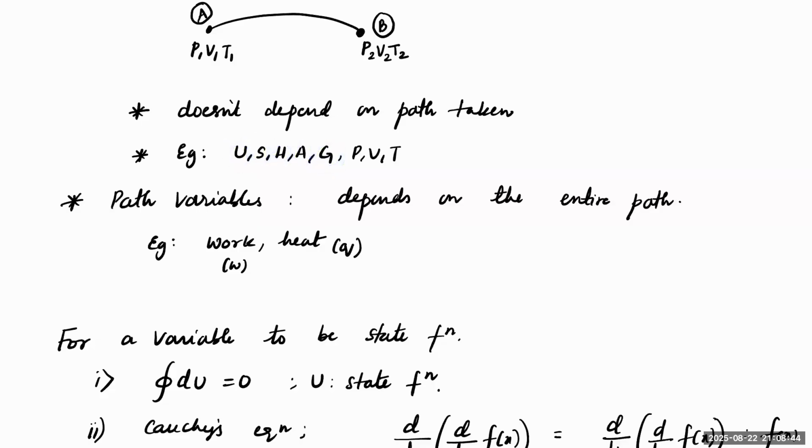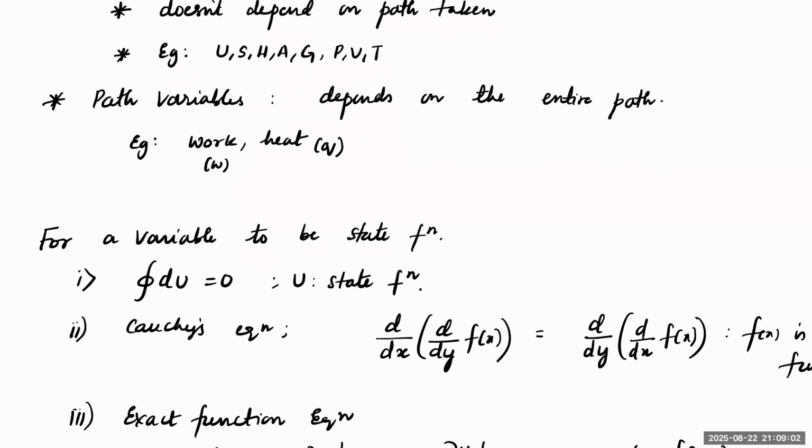We will be introduced to them one by one. Don't worry about it. You will get an idea about all these parameters slowly. But the easy way to remember is this: USHAG PVT. Clear? All these are state parameters.